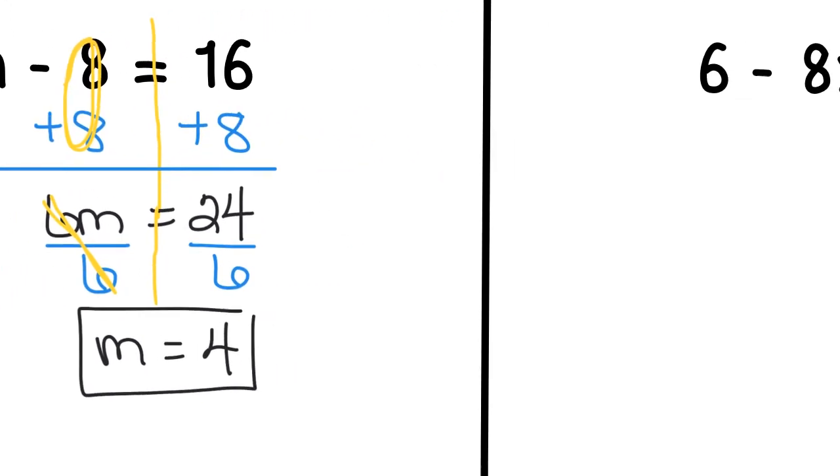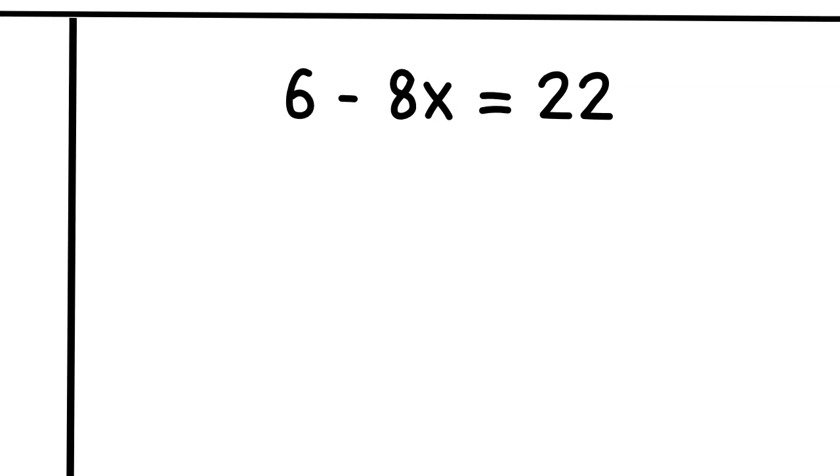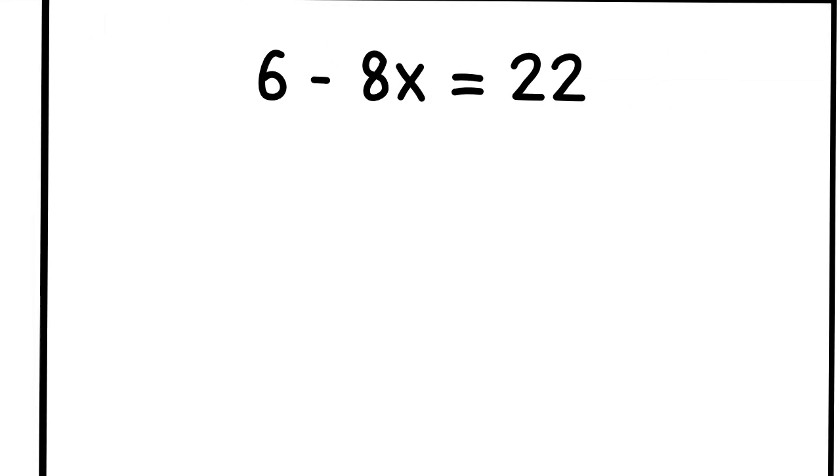Let's move to the problem to the right. 6 minus 8x equals 22. Now, if we look at this one, we can see that the variable is in the middle of the equation. That is not a problem, but for some of us, we don't like it that way. So we could use the commutative property to rotate this problem.